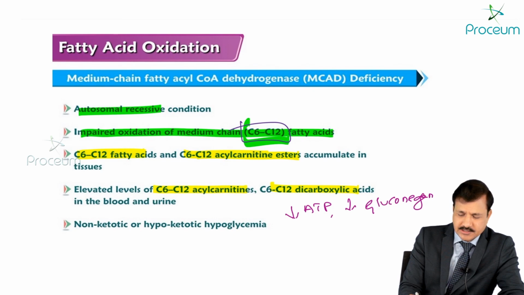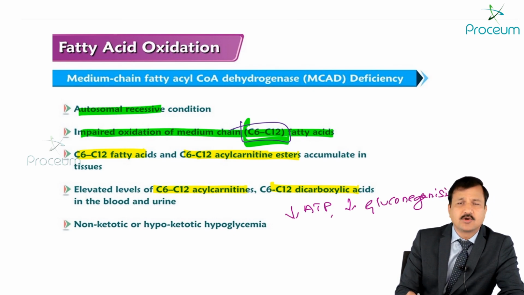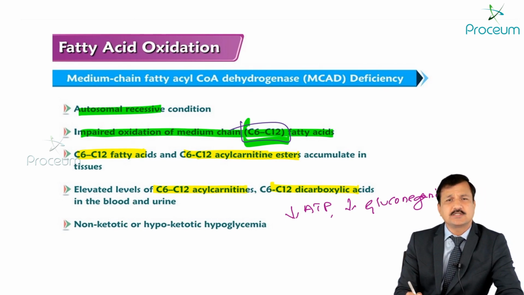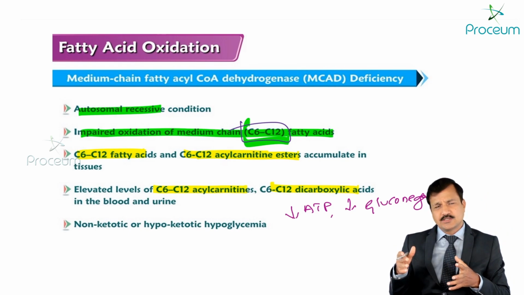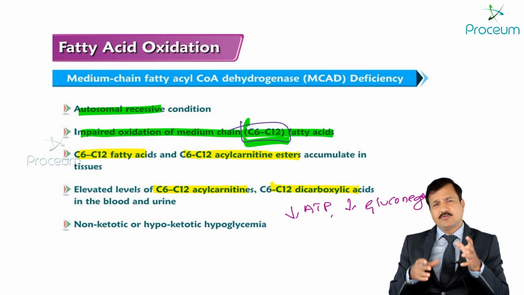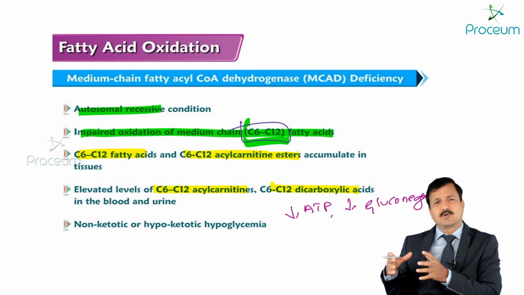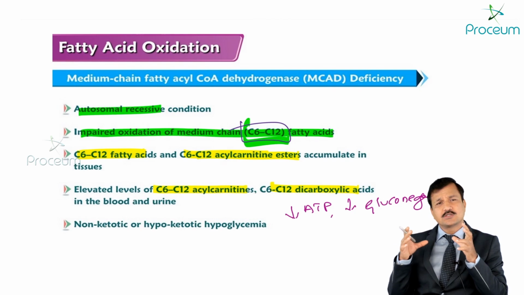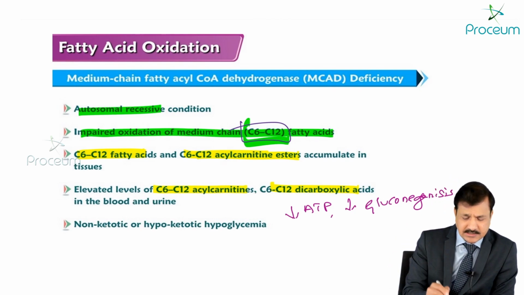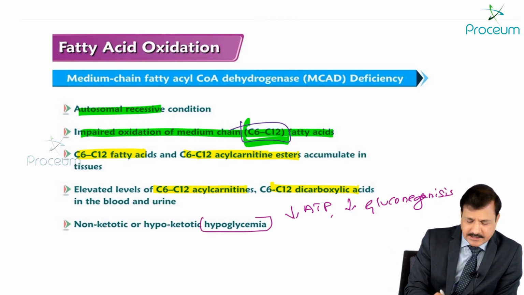Gluconeogenesis is the process that supports blood glucose level under fasting condition. Because of the decrease in gluconeogenesis, due to lack of ATP, and beta oxidation has to support gluconeogenesis. So when beta oxidation is defective, gluconeogenesis goes down, ATP level decreases, and glucose synthesis decreases, which means the patient will go into hypoglycemia.